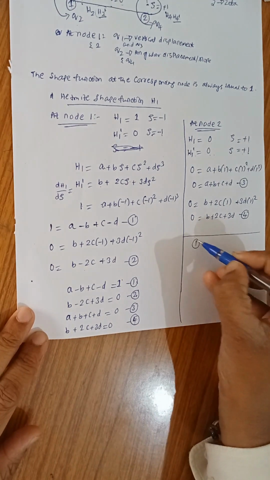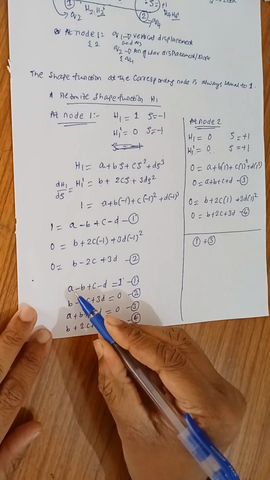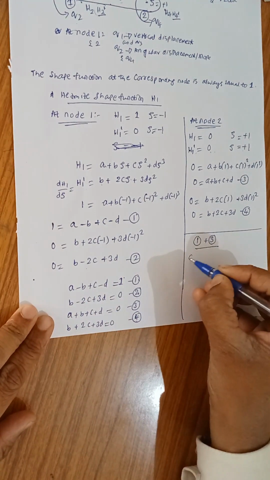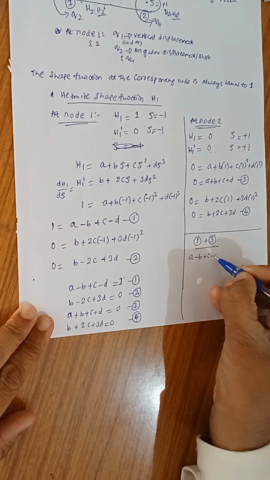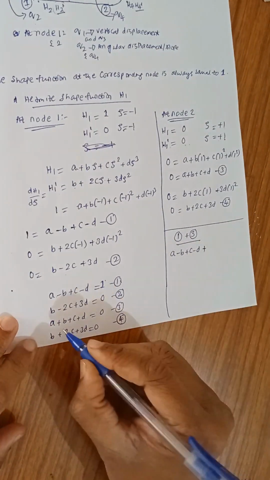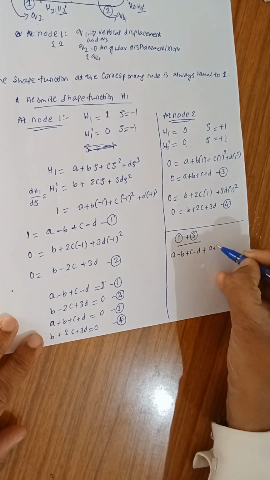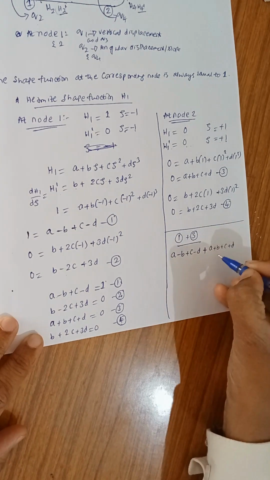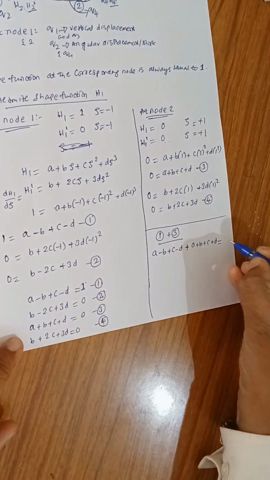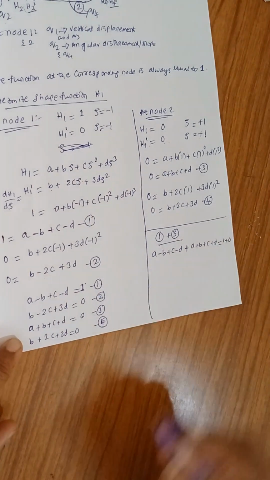So adding equations 1 and 3, what am I going to get? You just see it clearly. Let me write that once clearly: a minus b plus c minus d, and let me write the left hand side again, plus this one, a plus b plus c plus d. That is equal to 1 plus 0.